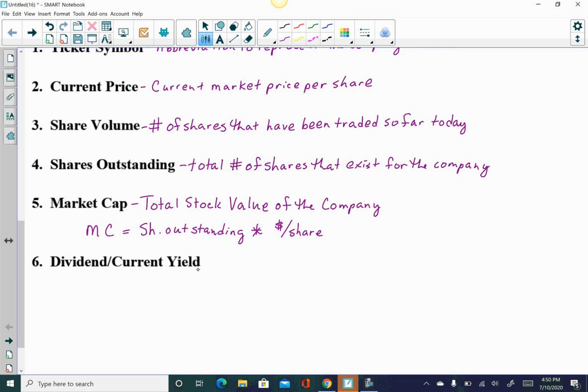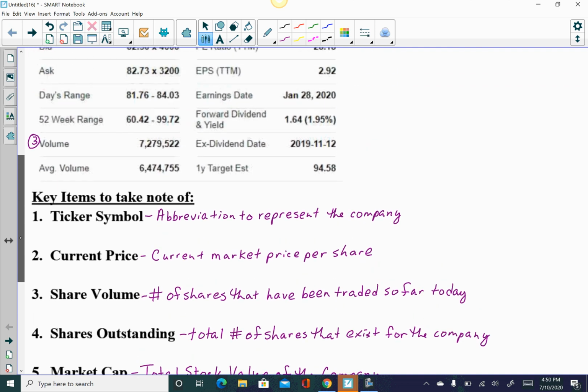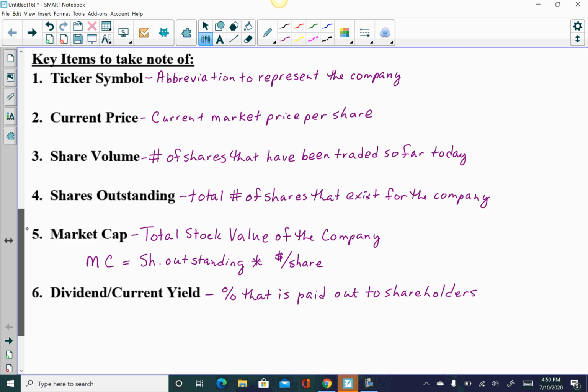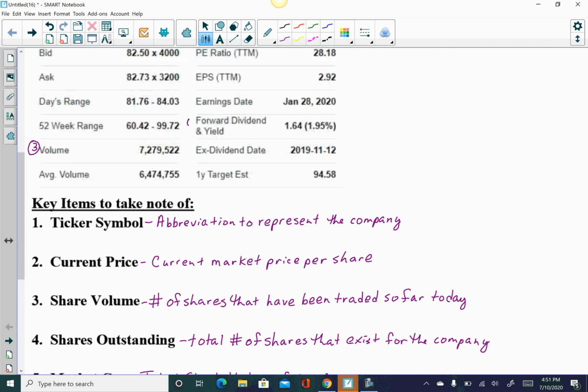And then lastly, your dividend current yield is the percent that is paid out to shareholders. You may have yours set up so that it automatically reinvests and buys you additional shares in the company. That's also an option. If you come up here to the top, you'll see forward dividend and yield, number 6. I'm just going to X that off. You'll be looking at the percentage there in parentheses. That's what you want to focus on, okay?